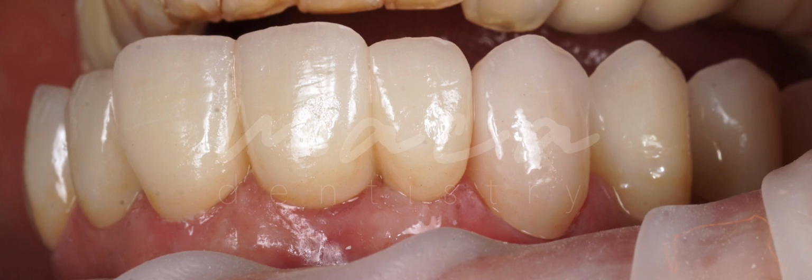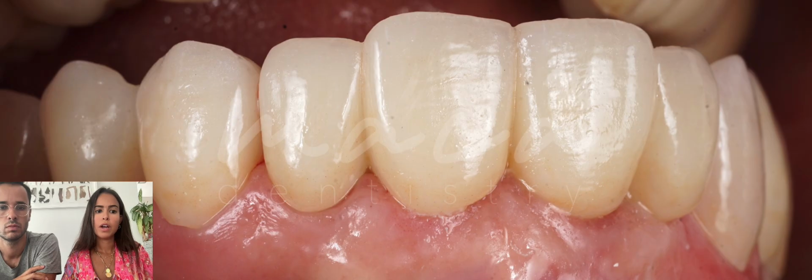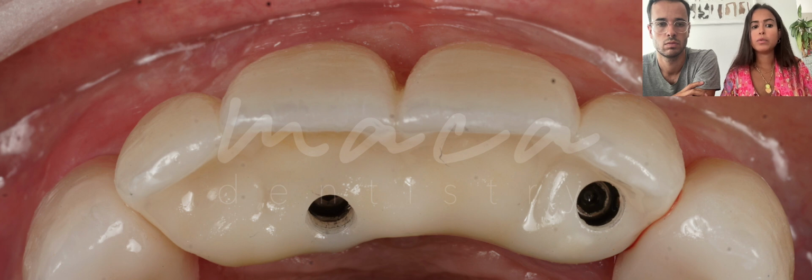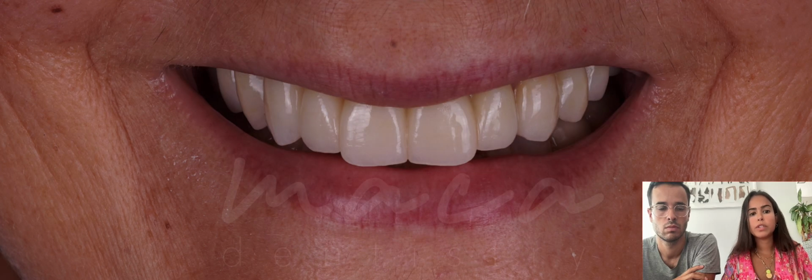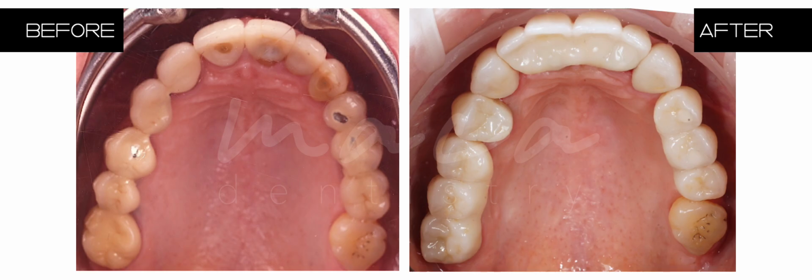This is a lateral view of the other side. And now the occlusal view, where you can see a proper contour of the facial soft tissues around our restoration. Another front view of the final situation. This is a close-up of her smile. And here some before and after pictures.